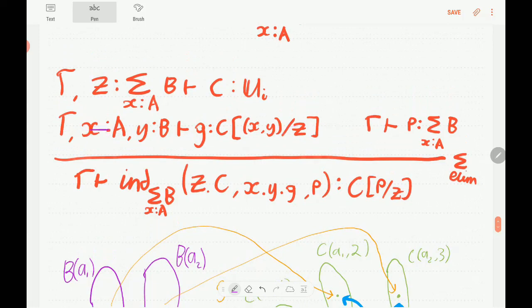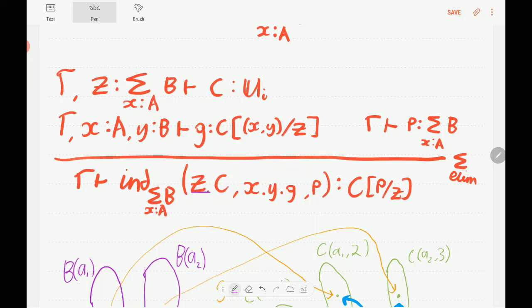We say that given an X in A and a Y in B, we get G, which belongs to the type family associated with X, Y. And then finally, we also have a value P in our total space. And given all that information, we have a point of C of P, basically. And we call this point ind of sigma of C, G, P.